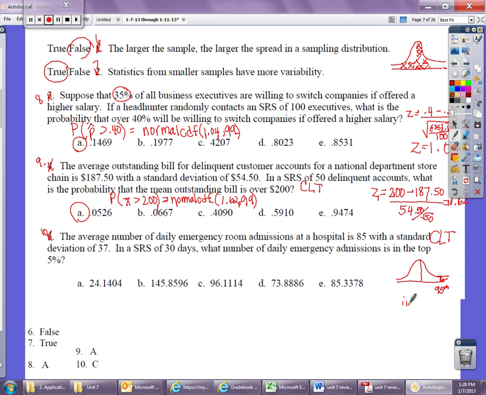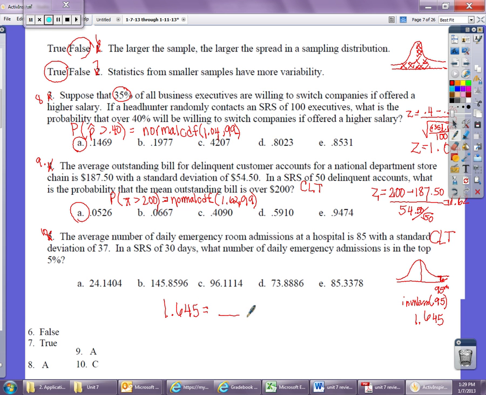So you're going to first do an inverse norm on 0.95 in order to get your z-score. Okay, so when you do that, you get about 1.645, we're going to say. Okay, so that's going to be what you set it equal to.